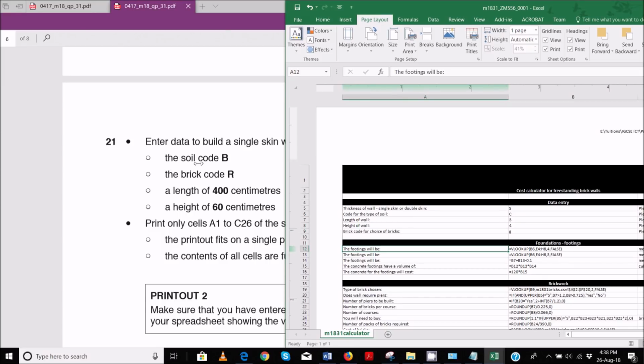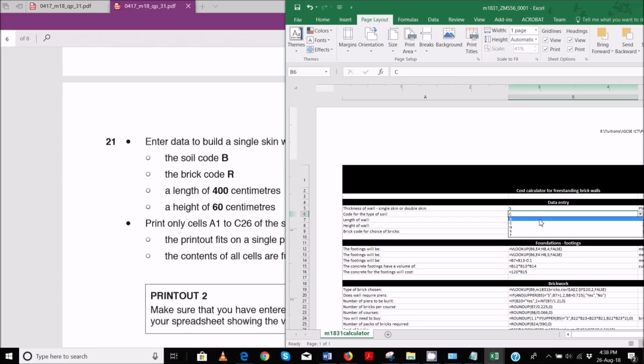Okay, so soil code, it's supposed to be B, so here select B, and then brick code is supposed to be ARA, so make ARA there, and then length of the wall is supposed to be 400 centimeters, but remember 400 centimeters converted to meters is 4 meters, and then height of the wall is 60 centimeters, so converted to meters it's going to be 0.6. Okay, so these guys, you need to be very careful here. Don't just punch and put values there, that's where the catch is, okay?